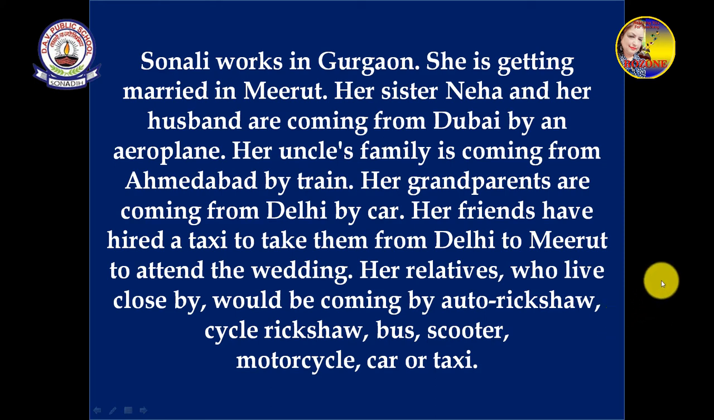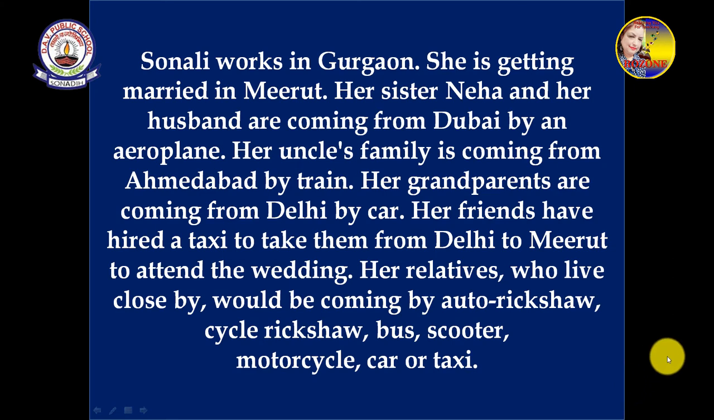Her sister Neha and her husband are coming from Dubai by an aeroplane. So you see, one means of transport is mentioned here, aeroplane. Her uncle's family is coming from Ahmedabad by train, another means of transport. Her grandparents are coming from Delhi by car. Her friends have hired a taxi to take them from Delhi to Meerut to attend the wedding. Her relatives who live close by would be coming by auto rickshaw, cycle rickshaw, bus, scooter, motorcycle, car or taxi. So many means of transport you have seen in this part are being used by Sonali's relatives and friends.